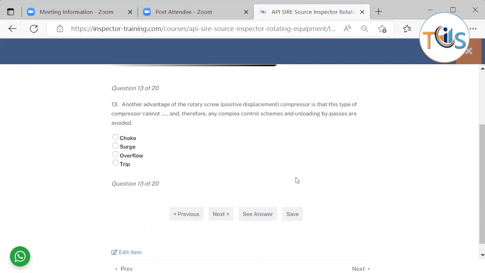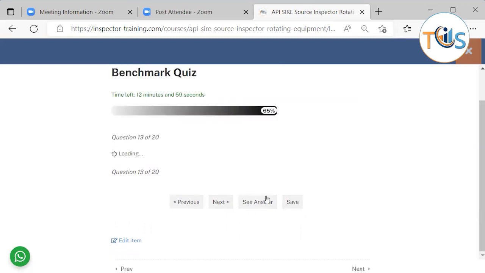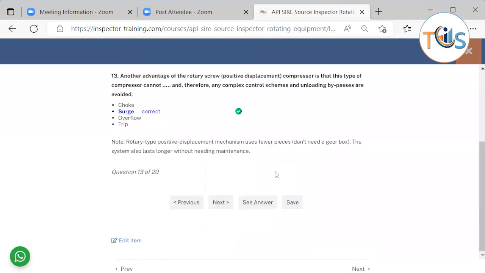Another advantage of the rotary screw type positive displacement compressor is that this type of compressor cannot surge, and therefore any complex control schemes and unloading bypasses are avoided. Because it always gives a constant volume per second or per rotation, and hence it cannot surge. There is no cavitation here.